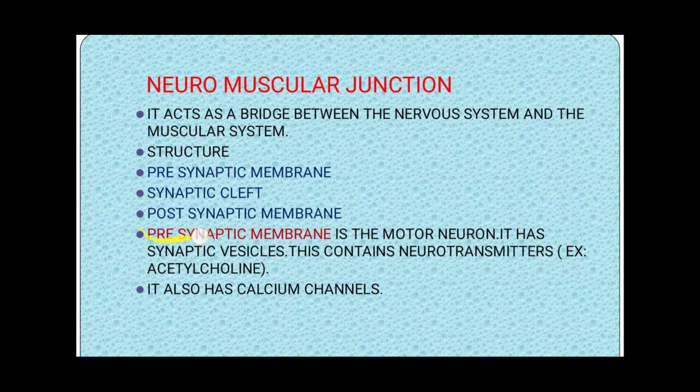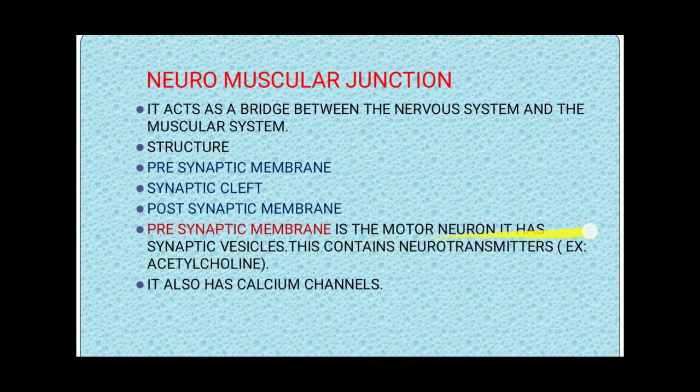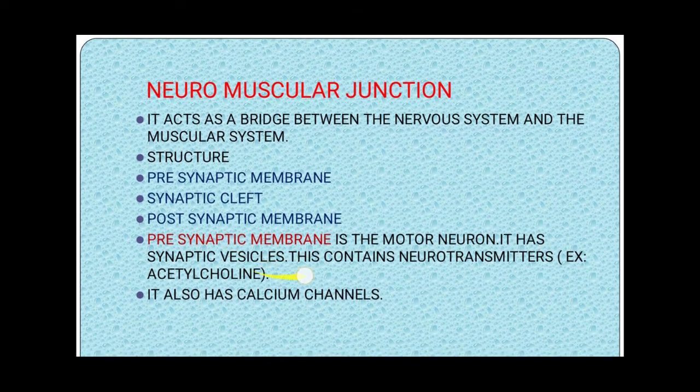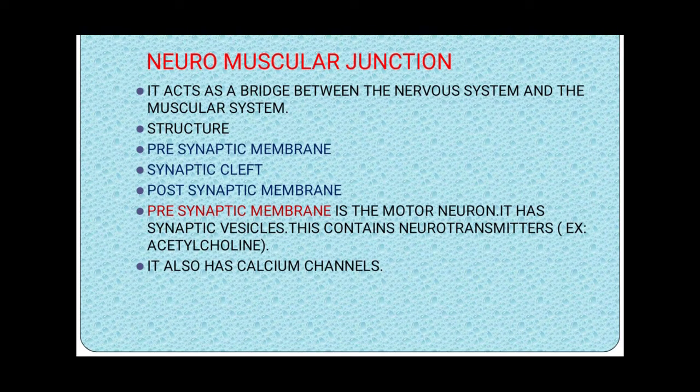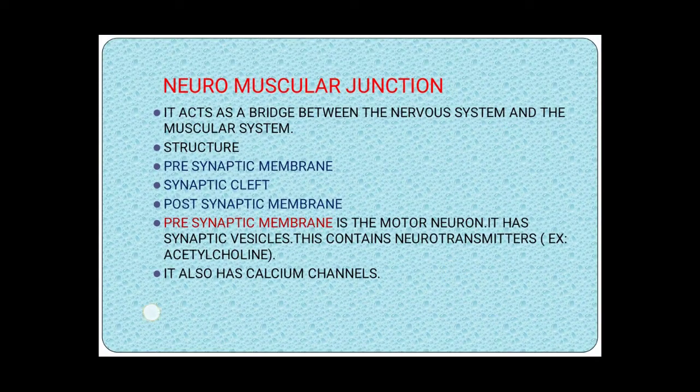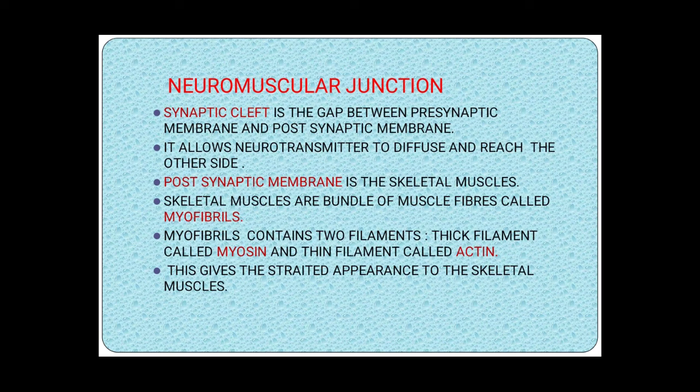The presynaptic membrane is the motor neuron. It has synaptic vesicles, which contain the neurotransmitter. One example of a neurotransmitter is acetylcholine. It also has calcium channels. Now, the synaptic cleft is the gap between the presynaptic membrane and the postsynaptic membrane. It allows the neurotransmitter to diffuse and reach the other side. The postsynaptic membrane is the skeletal muscle.